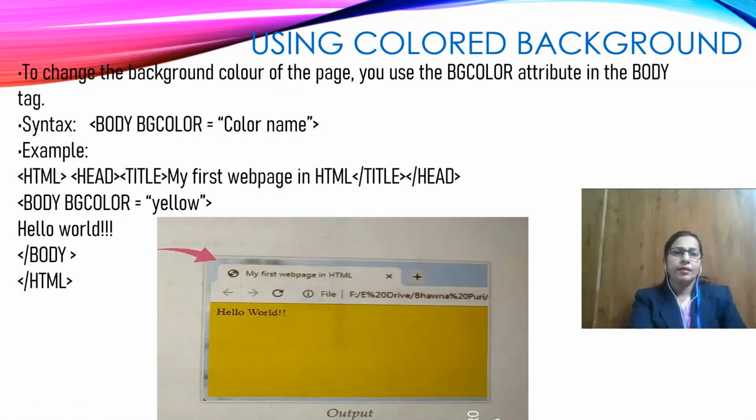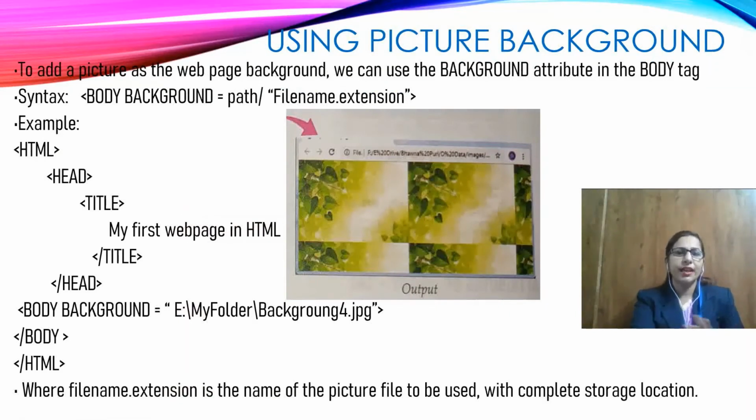Okay, next is how we can set a picture as a background. To add a picture as a background on a web page, we use the body tag. In the body tag we have the attribute background. You can see here, this is the body tag. In this tag we have to write background, equal to sign, and give the path of the file, whatever image you want as a background, and we have to type the extension of that file. See, here's the example.